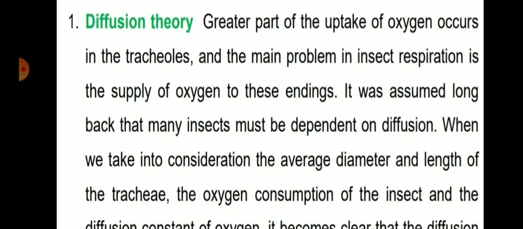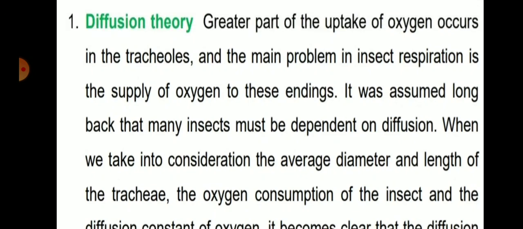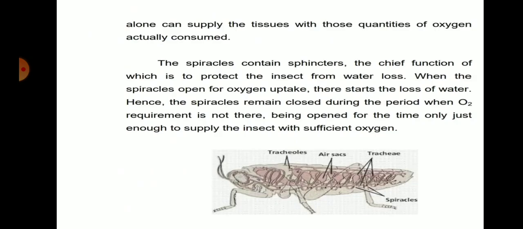The oxygen consumption of the insect and the diffusion consists of various types. Only tissues cannot be supplied with sufficient amount of oxygen through this simple diffusion method.